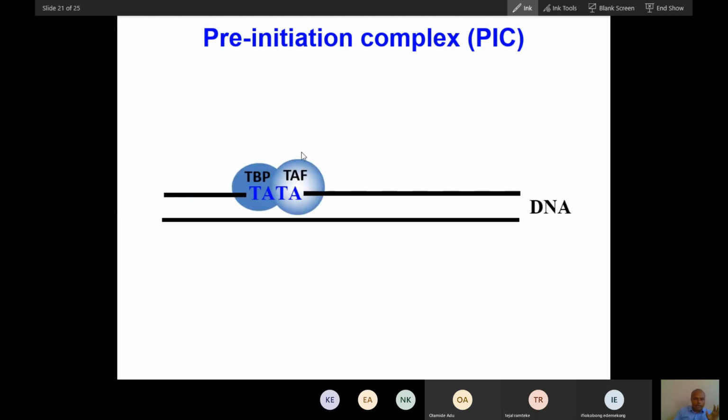This is transcription factor D. This has 2 components. One is called the TATA binding protein, and the other is the transcription activation factor. So 2 proteins will form 1 transcription factor. This is called transcription factor 2D. I am talking about mRNA transcription. Now with this, A and B will come. I'll give you a mnemonic.